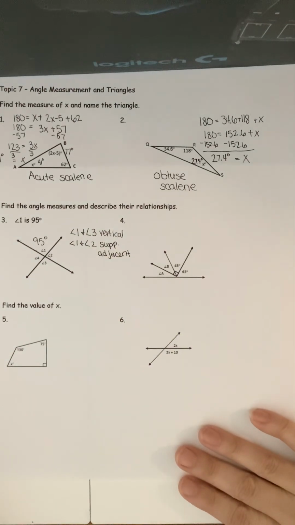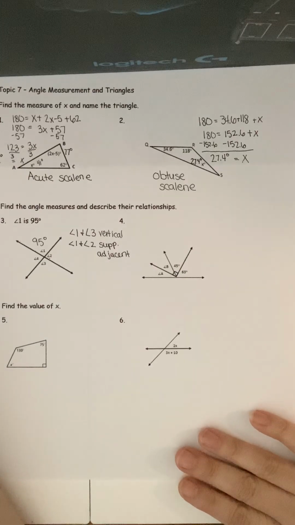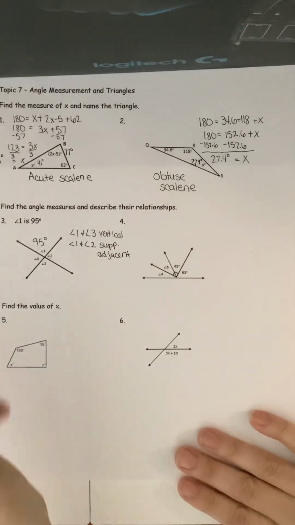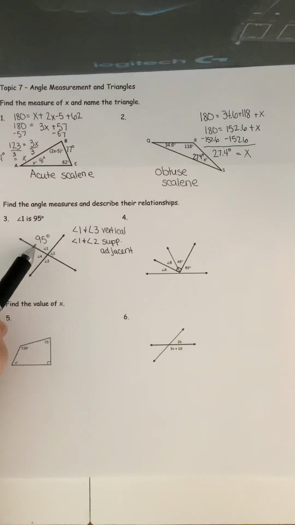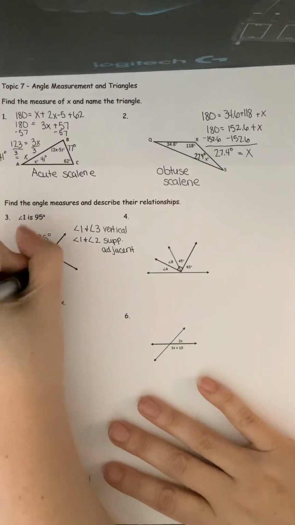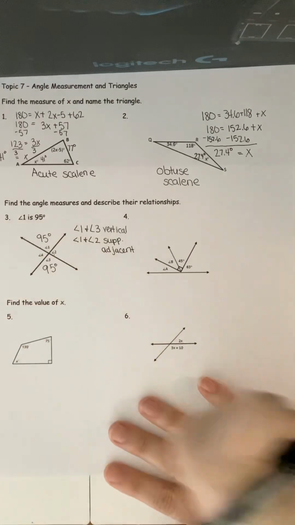So that's how we can label the relationships. Now we're going to figure out what the size of the angles are. When we have the rules with angles, we have vertical angles. Our vertical angles are going to be identical. So that means angle 3 is also 95 degrees.